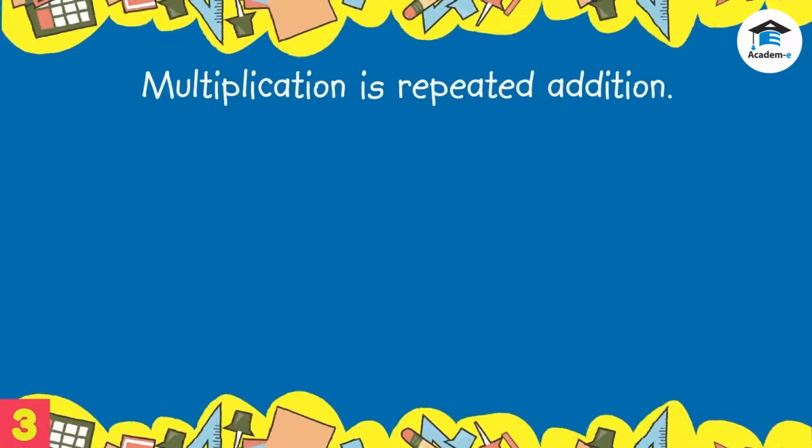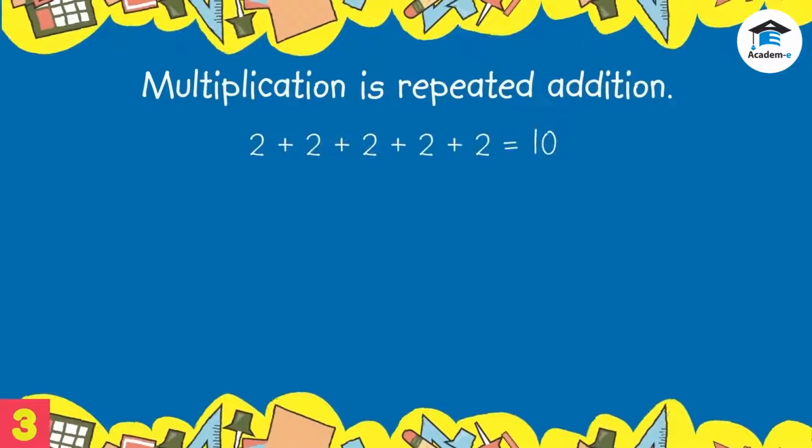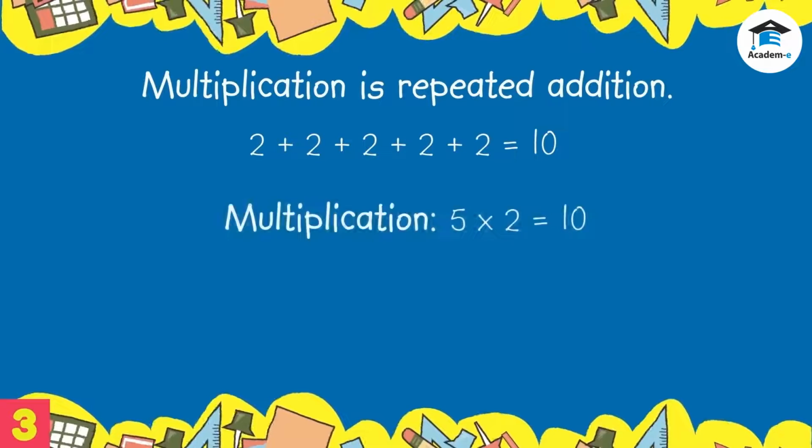Multiplication is a repeated addition. 2 plus 2 plus 2 plus 2 plus 2 equals 10. Or in multiplication sentence it is 5 times 2 equals 10.